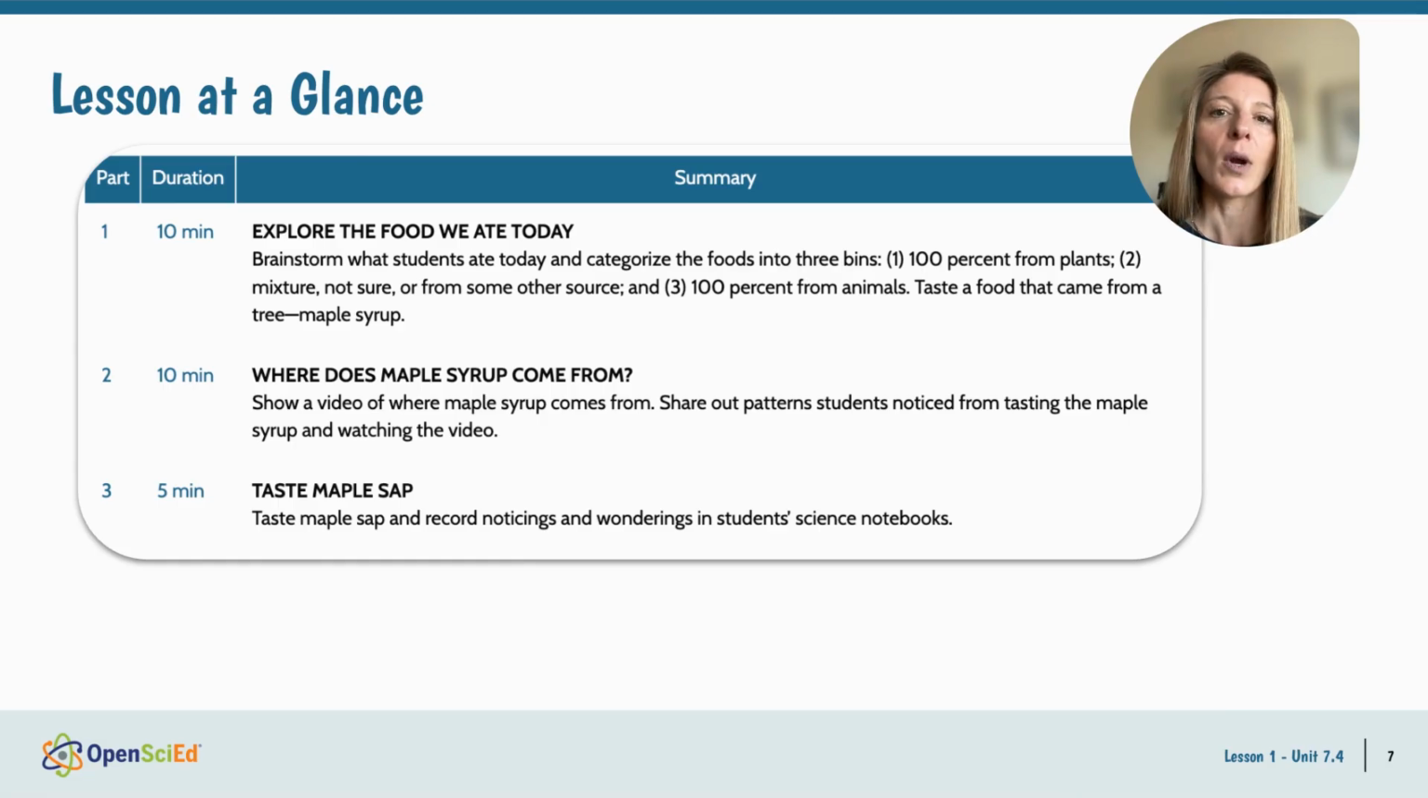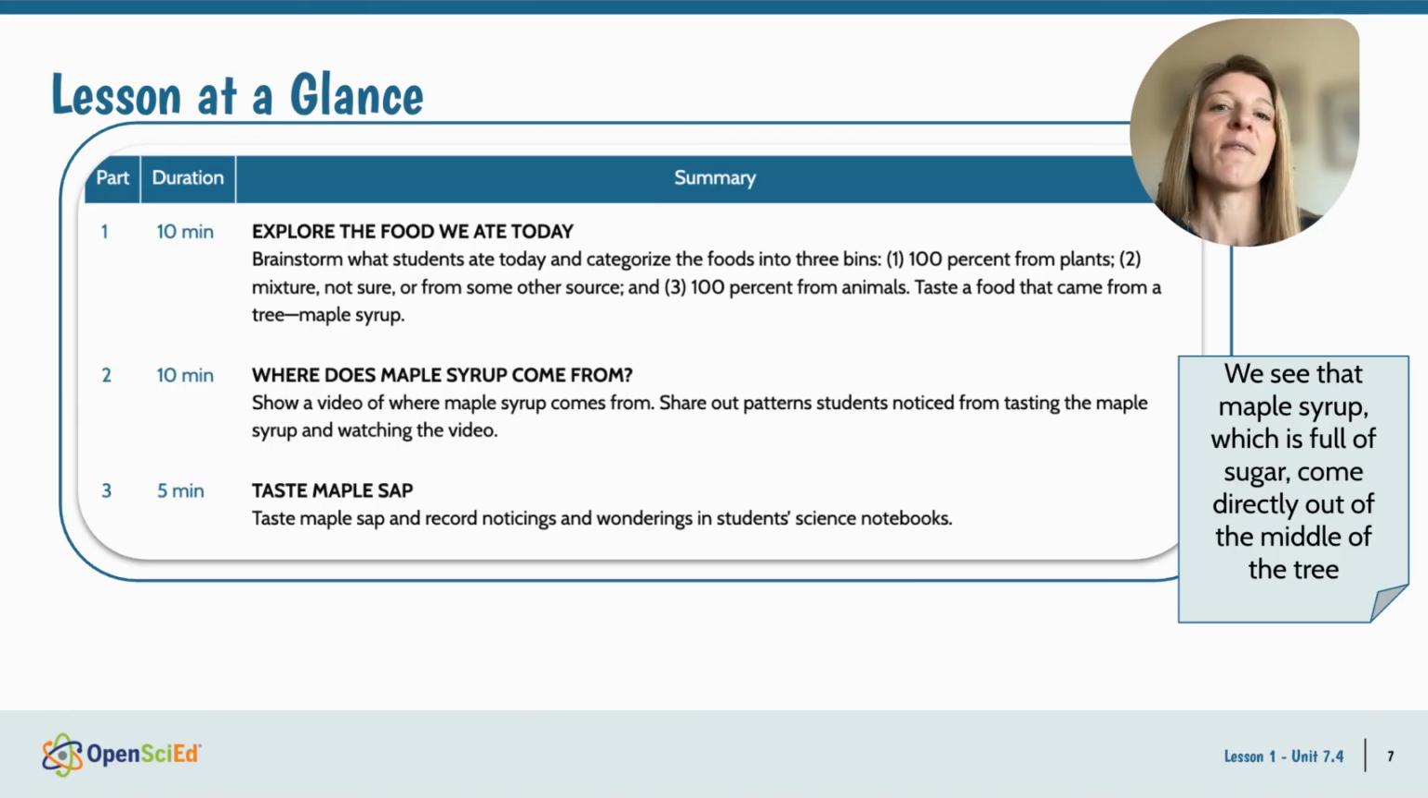Loop 1, we're going to call the maple mystery. It's parts 1 through 3. We figure out that we see maple syrup, which is full of these sugar molecules, come directly out of the middle of a tree. This leaves us wondering that since a tree doesn't have a mouth, how did all that sugar get there?